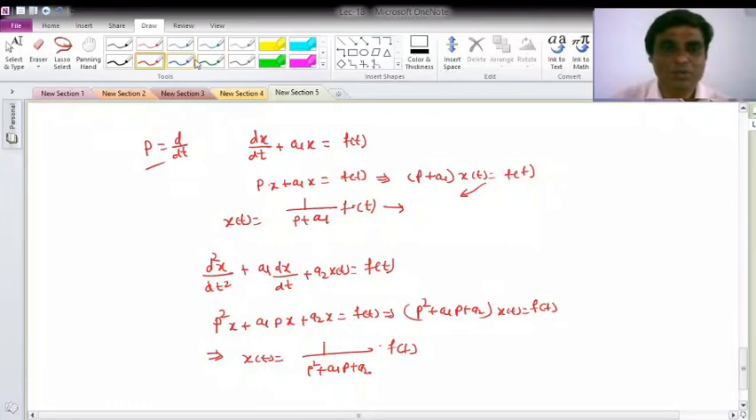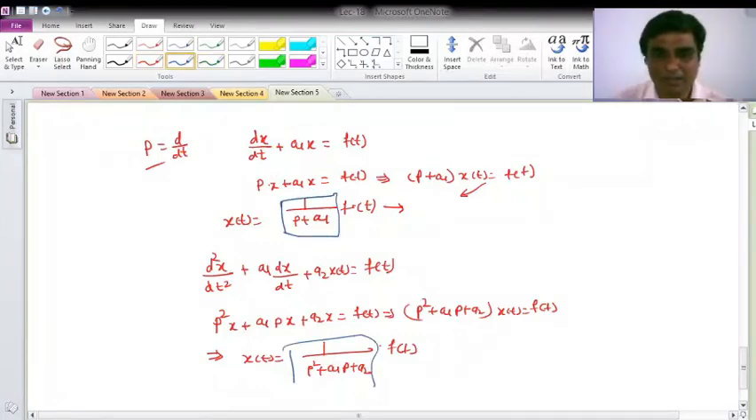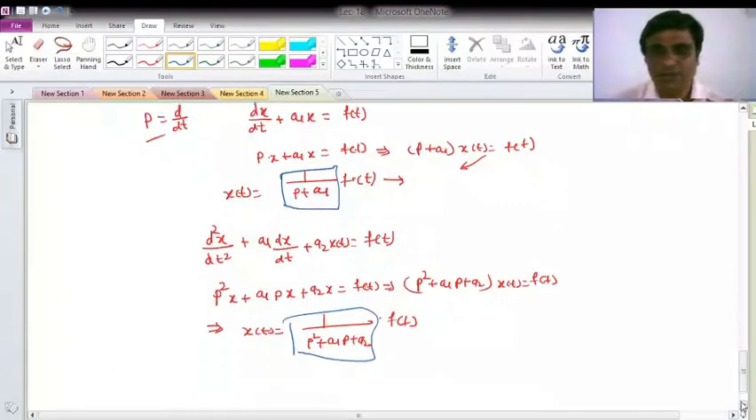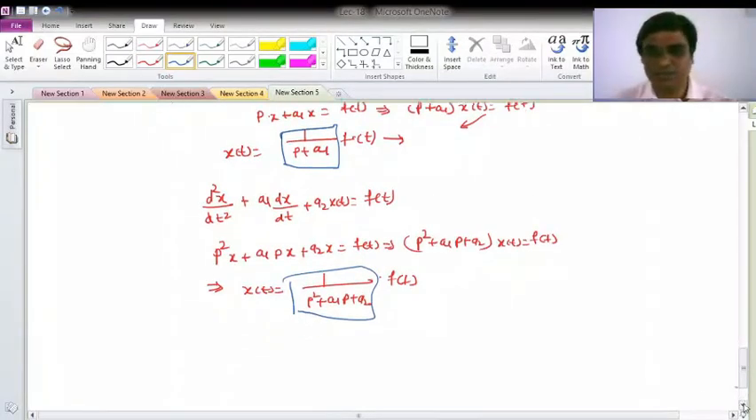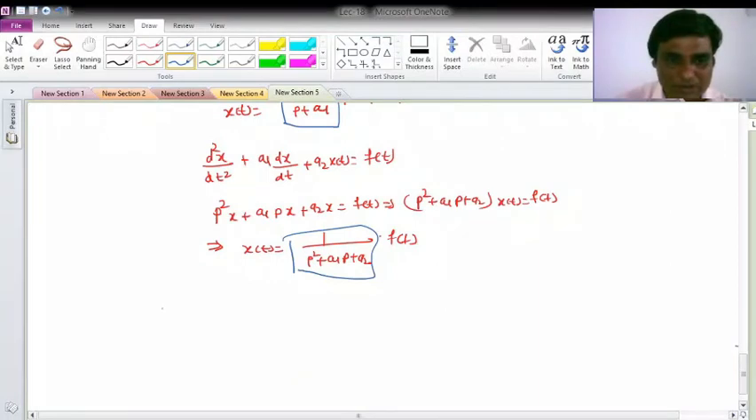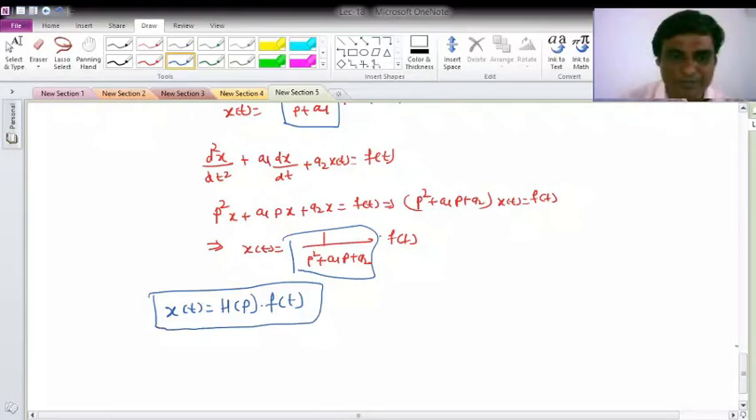Okay, so now look at this carefully. This part that we have taken is your system operator, which was your Heaviside operator. So I can write x of t equal to the Heaviside operator H of p into the forcing function. This is the overall thing we have seen. So x of t is the response which I want, and f of t is the forcing function or excitation which is given to the network, right?